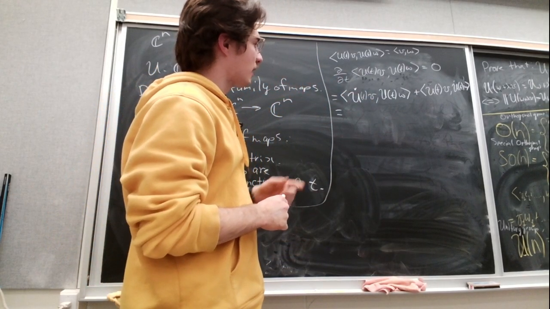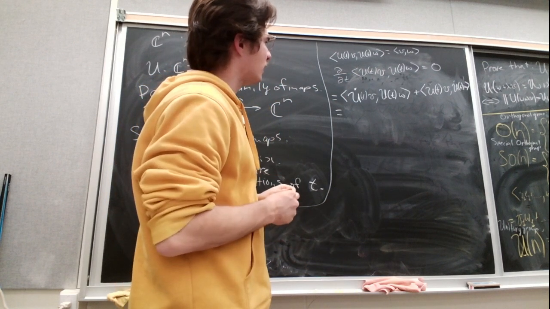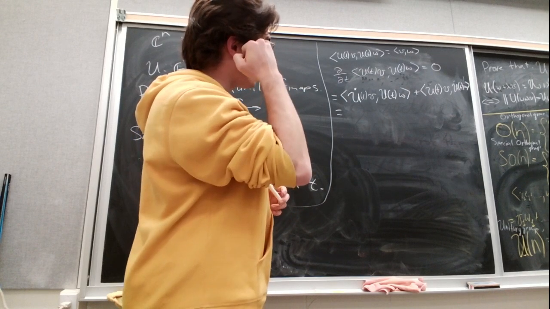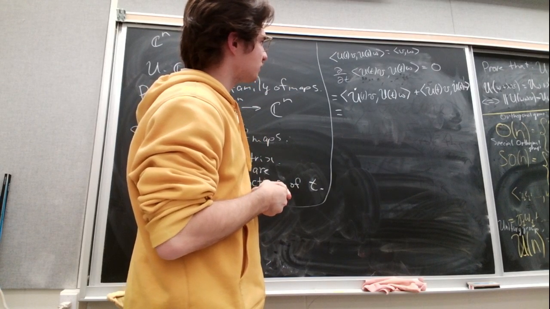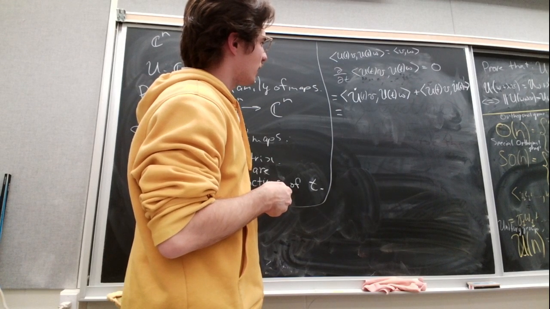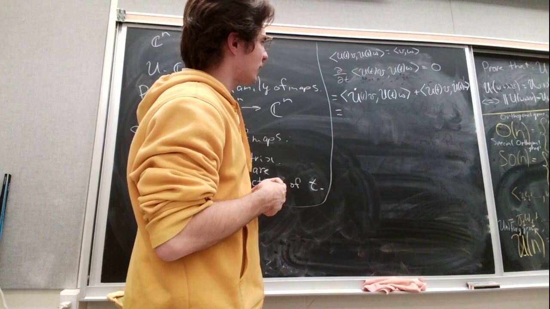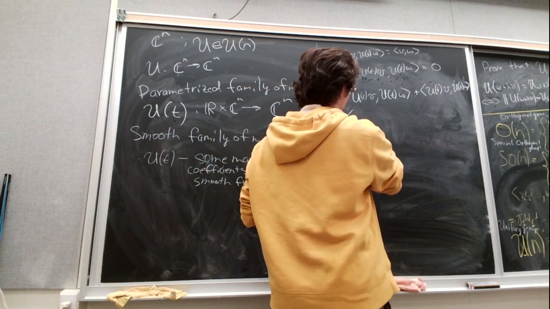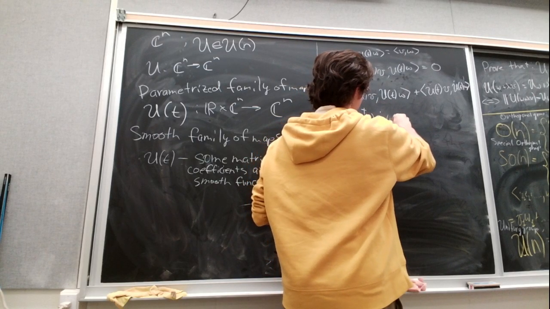Okay. What was the question? The question was to figure out what u dot looks like. I see. So let's try something. Okay. Let's try this. Let's do u dagger of t, u dot of t.